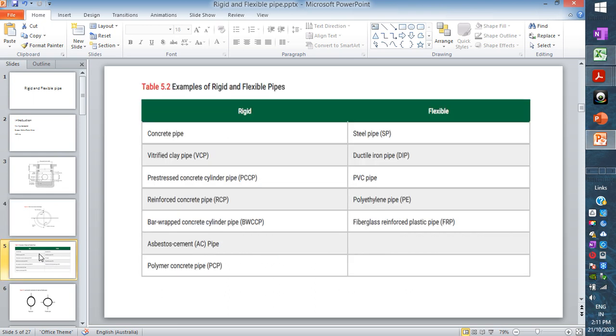When it comes to rigid and flexible pipe, rigid pipe can be concrete, PCC, asbestos, reinforced pipe, or prestressed pipe. Usually on a street, we prefer to have RCP pipe. Flexible pipe includes steel, ductile, PVC, polyethylene, and fiberglass pipe. We have used HDPE pipe as part of a flexible pipe system, which is polyethylene pipe.